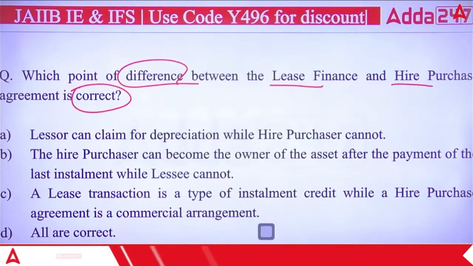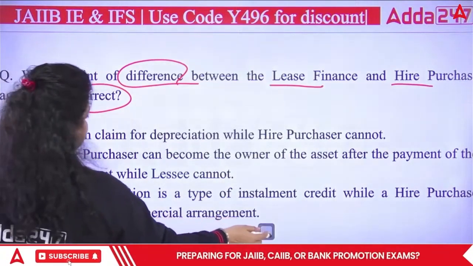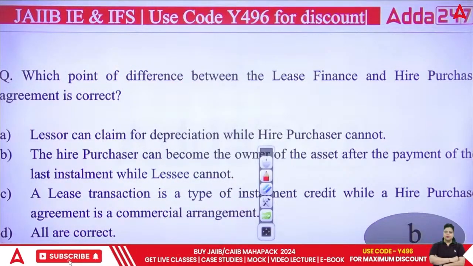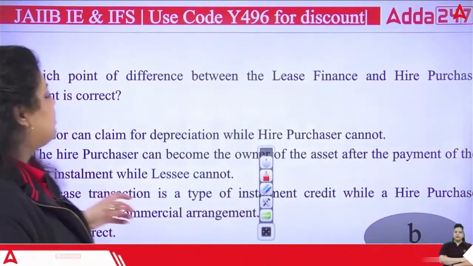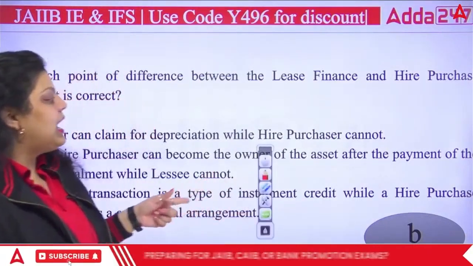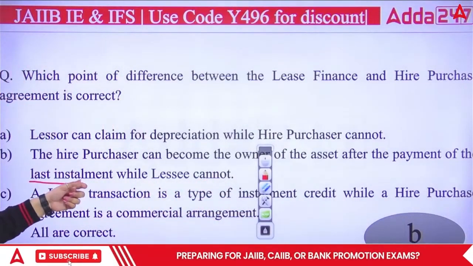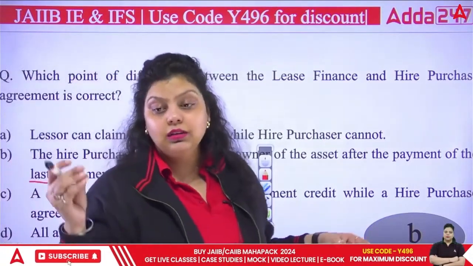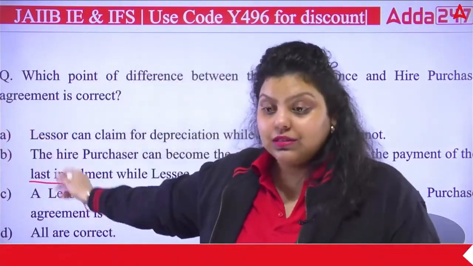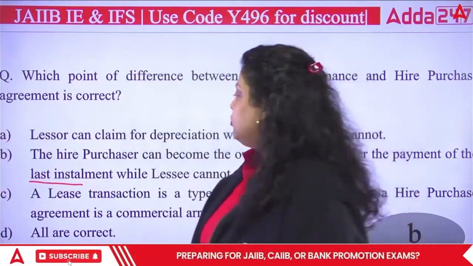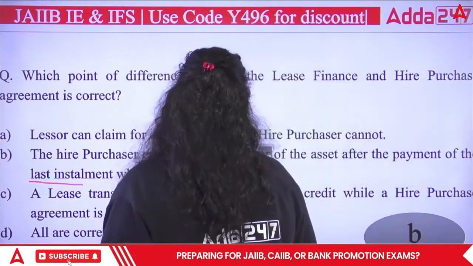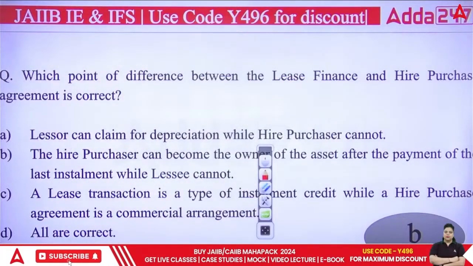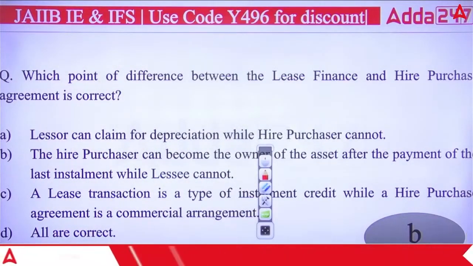And the right answer is obviously, you can see all the three statements that we have read. The second is saying that the hire purchaser can become the owner of the asset after the payment of the last installment while the lessee cannot. Lessee can become the owner, because in open-ended we have discussed the lessee can own the property. So, the right answer we are talking about here is B. Okay, so the point of difference is correct here in B.